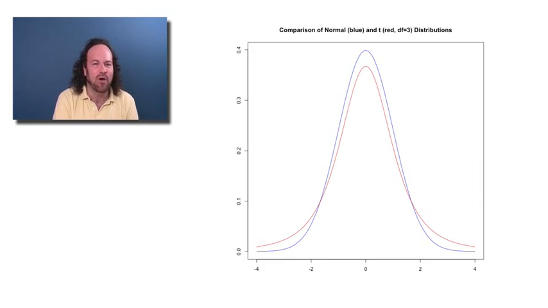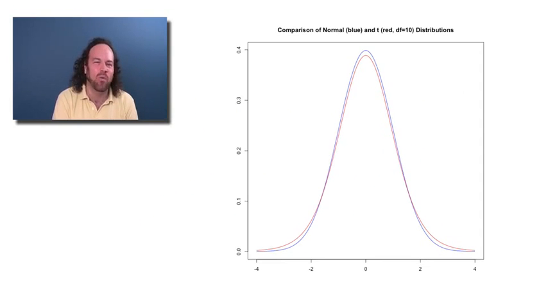But as we go up to higher degrees of freedom, it gets closer and closer to a normal. Here it is comparing a standard normal to a t-distribution with 10 degrees of freedom, and we can see already they're quite close. So the t-distribution is pretty similar to the normal distribution, especially when the degrees of freedom are large or when you have lots of samples, but it's a little bit different. So how does that help us?